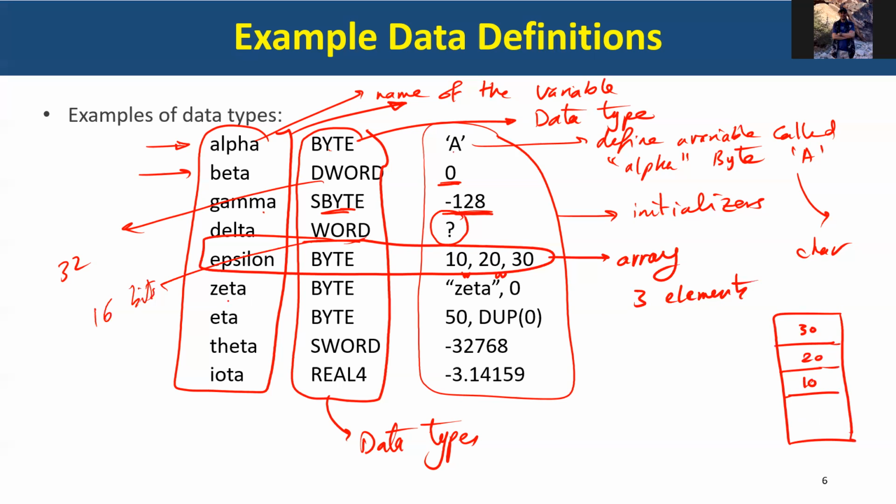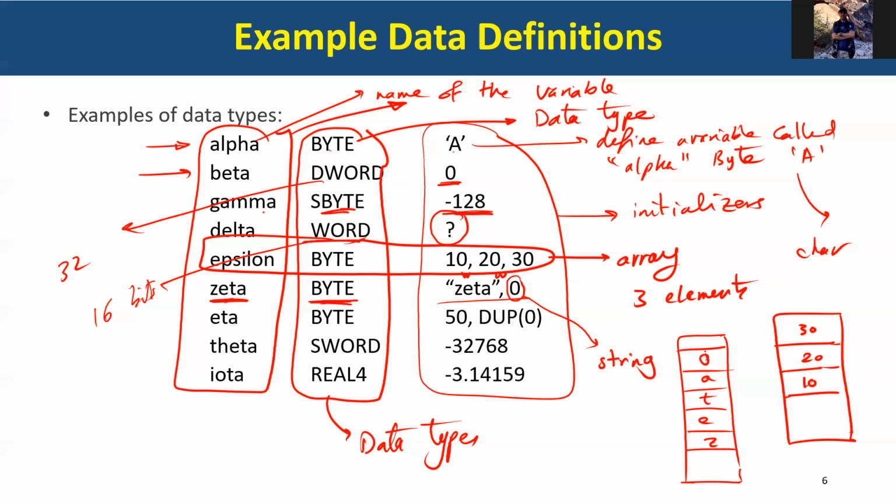This is also another good example. Zeta is a variable name of type byte, and here you define a string. For defining a string, you must append the string with 0. This will be the last location, we can say. So here you have 4 bytes, or basically 5, because the last one is 0. So Z, E, T, A, and you must put the 0 here.